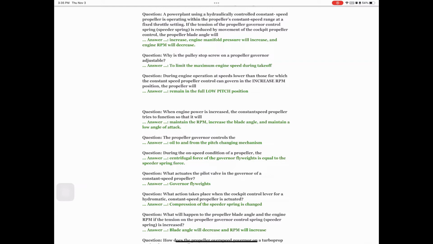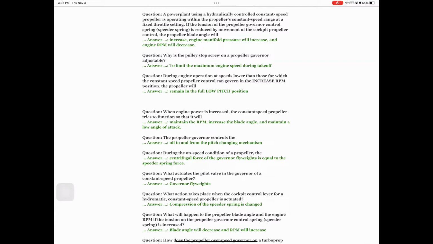Question. When engine power is increased, the constant speed propeller tries to function so that it will: Answer. Maintain the RPM, increase the blade angle, and maintain a low angle of attack. Question. The propeller governor controls the: Answer. Oil to and from the pitch changing mechanism.